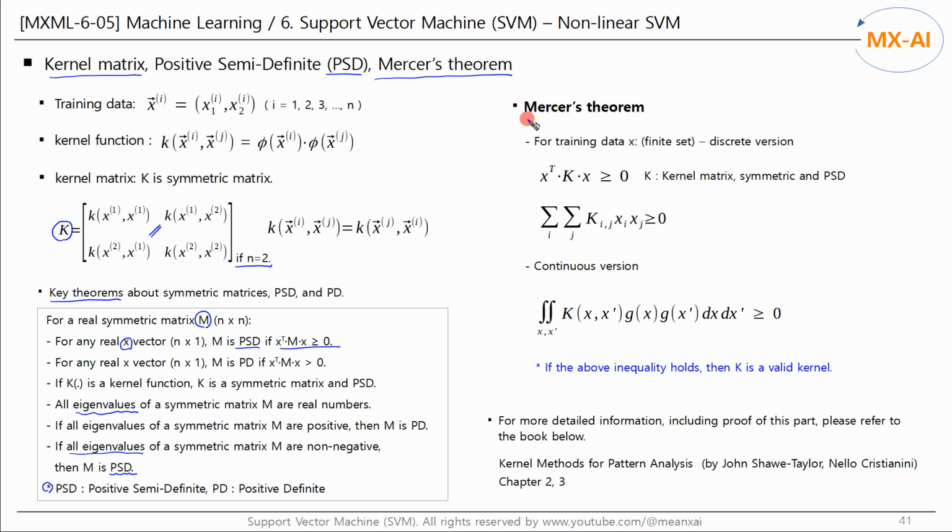Next, let's look at Mercer's theorem. Mercer's theorem helps us check whether a function is a kernel function or not. If this condition is satisfied, the kernel matrix K is positive semi-definite. If K is continuous symmetric positive semi-definite, the following inequality holds, and all eigenvalues of K are non-negative. If the above conditions are met, then K is a valid kernel. Please refer to the book below for further details, including proof of this part.